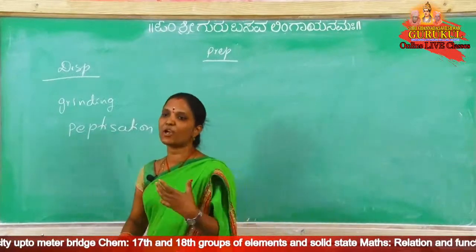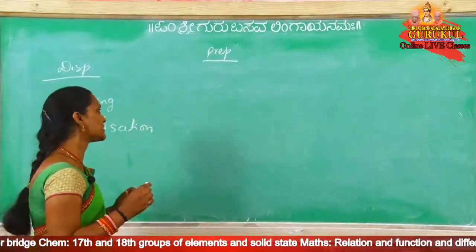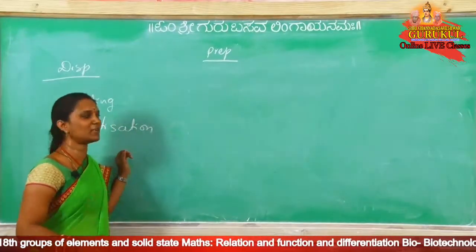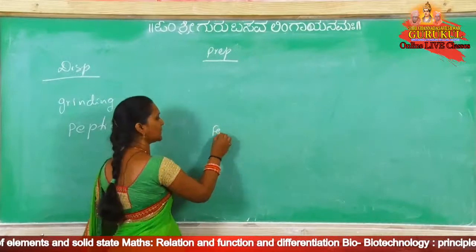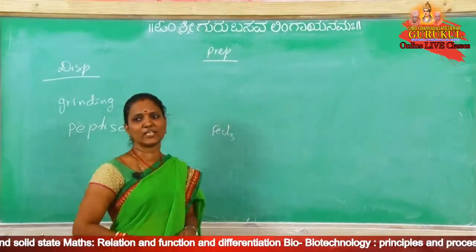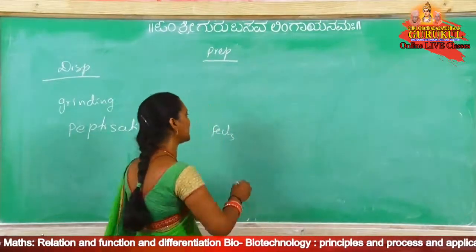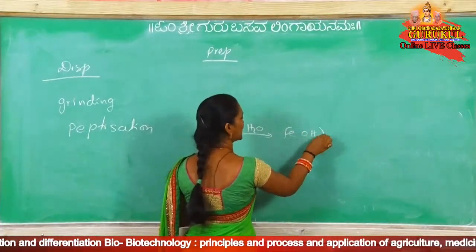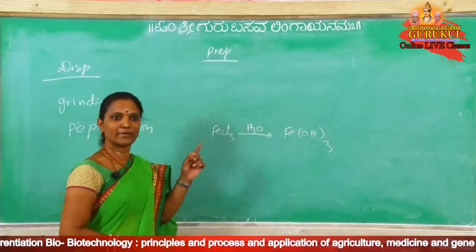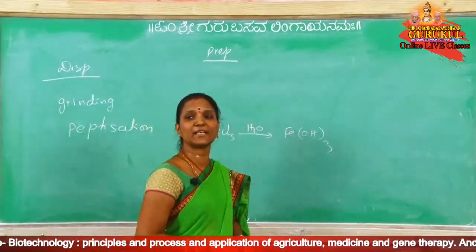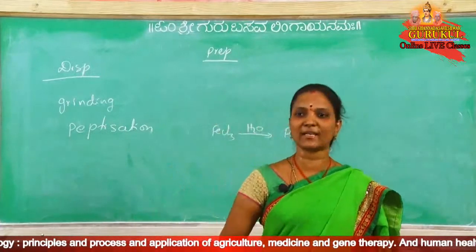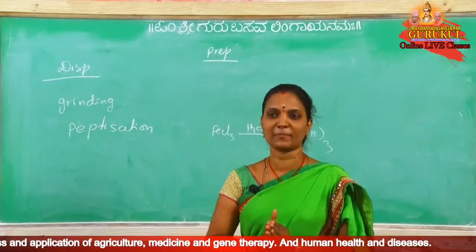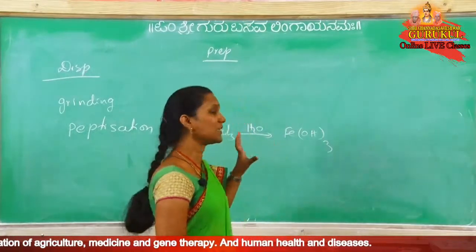So in this peptization, how to prepare that colloidal solution? First we take one freshly prepared precipitate. For example, FeCl3, ferric chloride, is treated with water. FeCl3 with water gives Fe(OH)3. So what are we getting? Ferric hydroxide precipitate. Now it is a freshly prepared precipitate, that is ferric hydroxide.